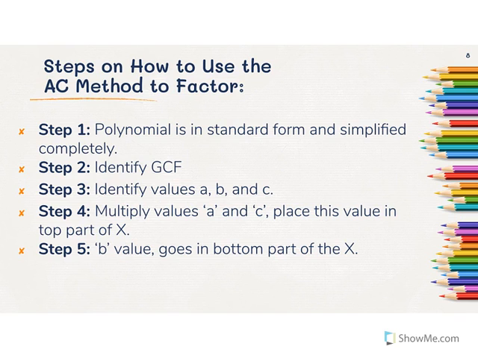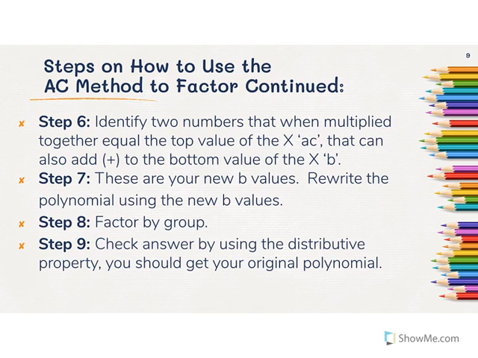Place this value in the top part of the x. So we're going to be writing these little x's. When we multiply our A and our C term, you're going to go ahead and place that on the top of the x. Step 5 is the B value, and that's going to go in the bottom part of our x, so that's going to get placed there. Step 6, you're going to identify two numbers that when multiplied together equal the top value of the x. So I'm going to have to try and figure out two numbers that I'm going to be placing here and here that will multiply to this top number. Then I also have to figure out that those same two numbers add to that bottom value.